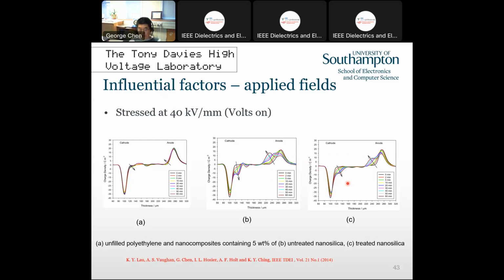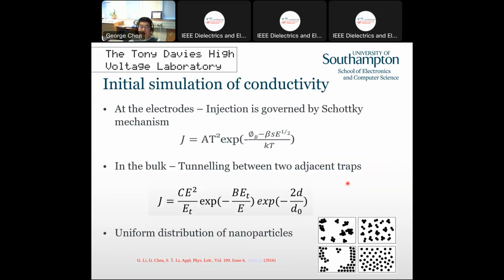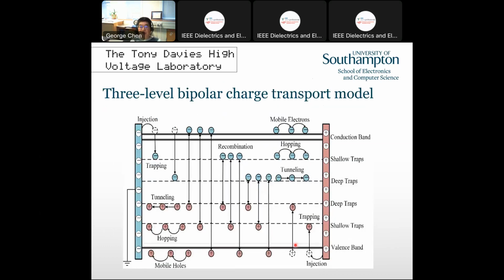And we have also made attempts to use a model simulating the conductivity of a nano-dielectric material with different loading ratios. In this case, we consider the charge injection to be through the Schottky mechanism. And when we consider the charge movement in the bulk of the insulation, apart from the hopping mechanism, we also consider tunneling, especially at the higher loading ratio. And of course, with the initial attempt, we assume the charged particles are uniformly distributed in the sample. So we are using this conventional bipolar charge model, but we have introduced an extra energy level in such a model to represent the deep trap, meaning the introduction of the nanoparticle.